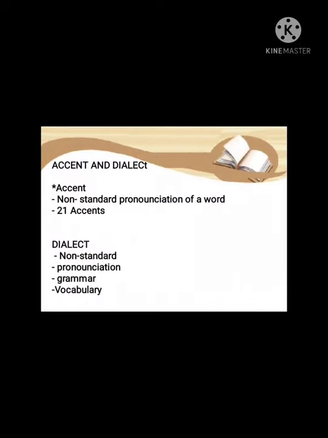Accent and dialect are part of language and social class. An accent is a non-standard pronunciation of a word. There are 21 accents. And dialect involves non-standard pronunciation, grammar, and vocabulary.